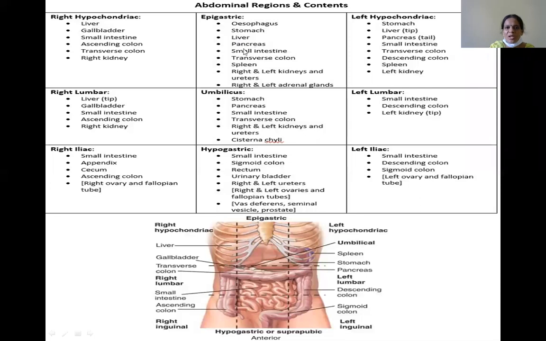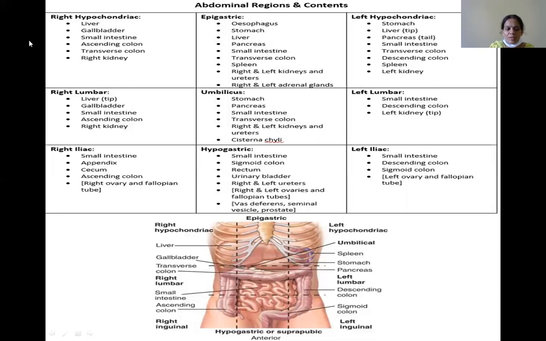Esophagus, stomach, liver, pancreas, small intestine, transverse colon, spleen, right and left kidneys and the ureters, as well as the right and left adrenal glands. These are the structures present in the epigastric region. And what are the other structures present in the left hypochondriac region, which comes below the ribs, costal cartilage? Those are the stomach, liver, pancreas tail, small intestine, transverse colon, descending colon, spleen, and left kidney.